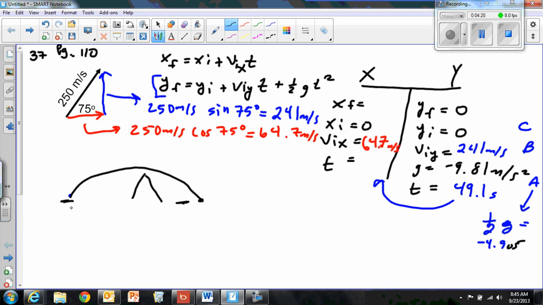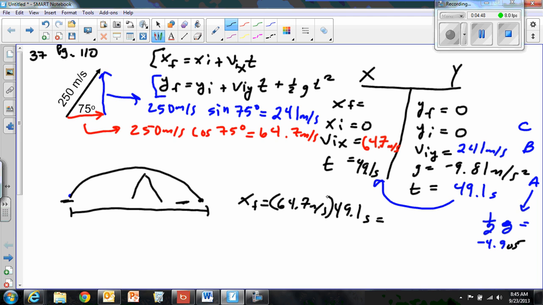And we want to know really how far does it go. Now, if you look at the picture, they have some numbers, but those are for comparison. So if this is 49.1 seconds, we substitute into the X final equation, we get X final equals X initial 0, so it's basically 64.7 meters per second times 49.1 seconds, and that gives us 3180 when you round off.